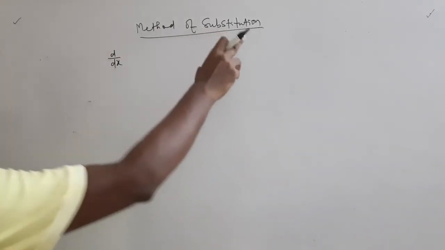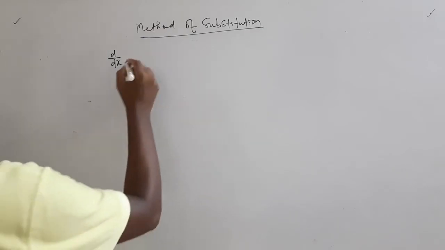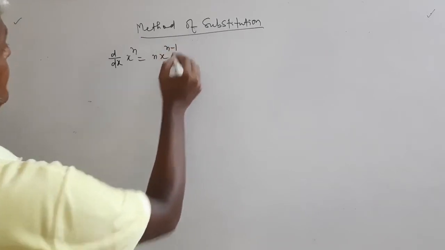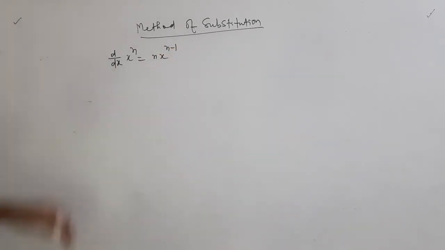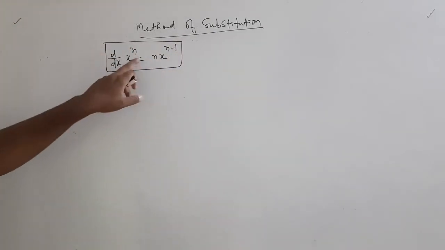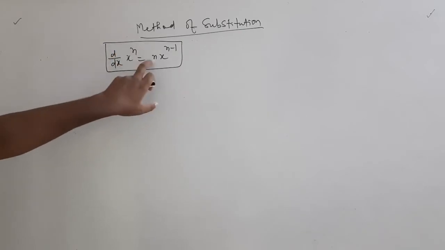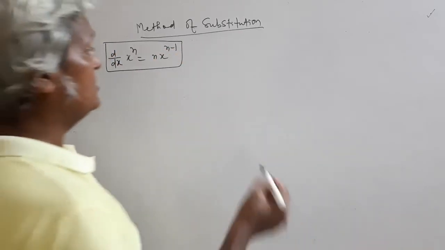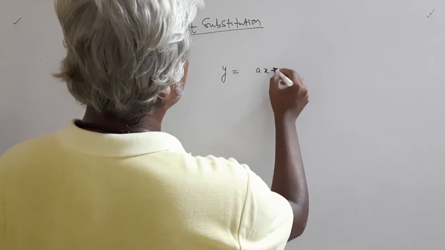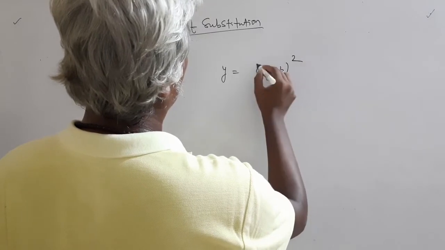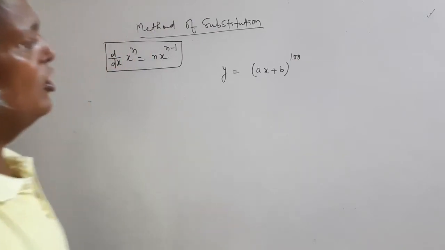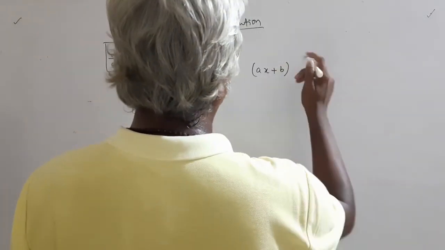Okay, so this is the method of substitution, and now we have d by dx of x to the power n as nx to the power n minus 1. So this is a formula which you know. So d by dx of x to the power n is nx to the power n minus 1. Suppose you are given to find the differentiation of (ax plus b) whole square or whole to the power 100.